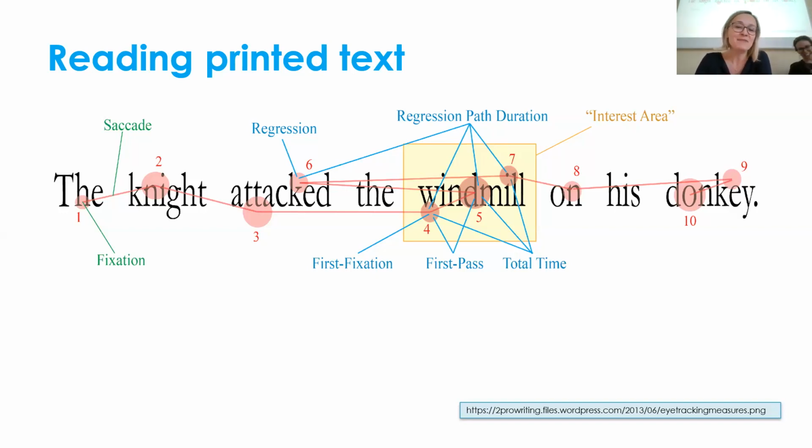Yeah. Okay. So here we have a visualization of a scan path. Remember, we discussed scan path last time. So we have a visualization of how a person, a reader, is reading this sentence. So we have the sentence: "The knight attacked the windmill on his donkey." And you see that a person hesitated on the windmill because they were trying to process the sentence, and the knight attacking the windmill perhaps was not the first thing that you would expect here.